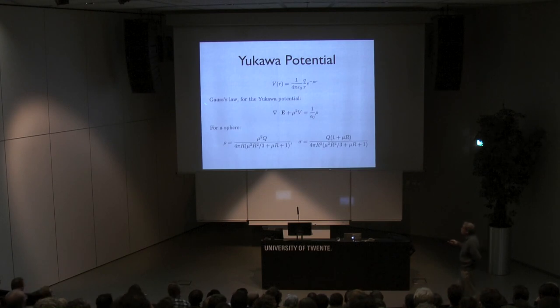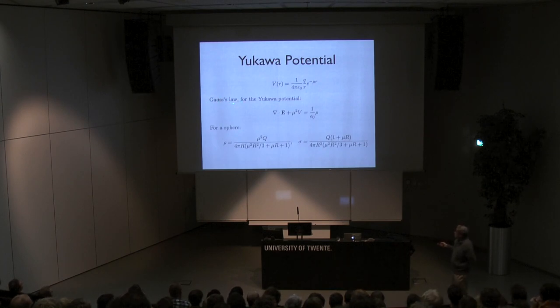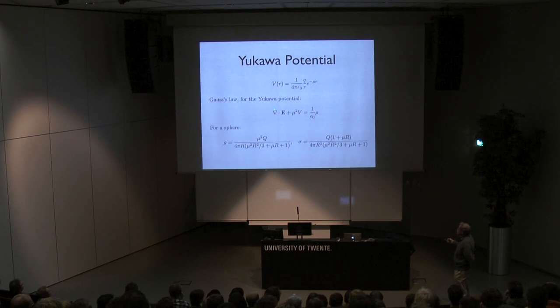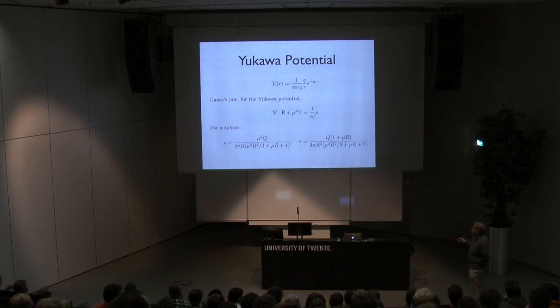the ordinary Coulomb case. I'm proud to say that in my book there's a problem, which is to figure out what Gauss's law would look like if the formula for the potential of a point charge was Yukawa instead of Coulomb, and it's a nifty problem. Here's the answer. Gauss's law now involves not just the divergence of E, but also the potential comes into it. But the formula is kind of sweet. There's Gauss's law for Yukawa type potential.